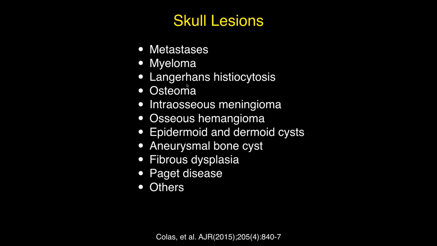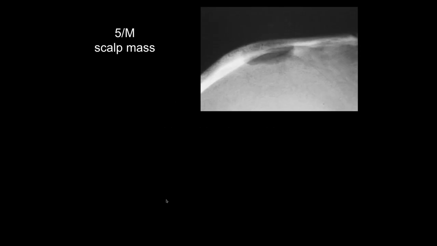Metastases, myeloma, histiocytosis, osteomas, intraosseous meningiomas, osseous hemangiomas, epidermoid and dermoid cysts, aneurysmal bone cysts, fibrous dysplasia, Paget's disease, and obviously there are a lot of others. So, Shiv, what do you think of this one?